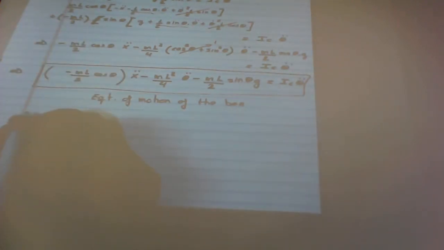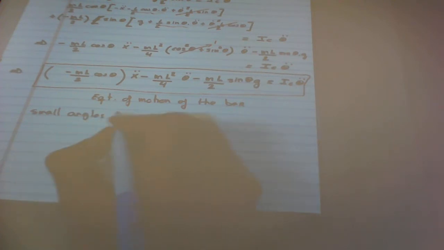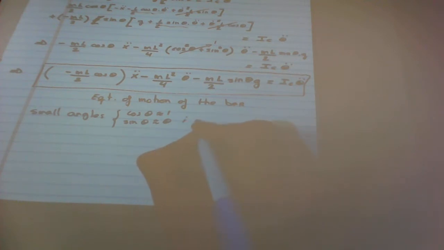Okay, and this should be what? The equation of motion of the bar. Alright, so we're going to do the simplifications, and now starting a bit fast, so small angles, which basically will mean cosine theta goes to 1, sine theta goes to theta, plus initially at rest, basically means P equals 0, omega equals 0.